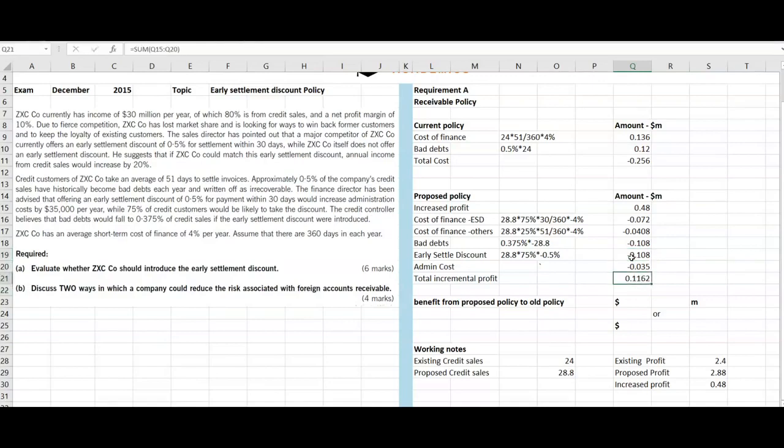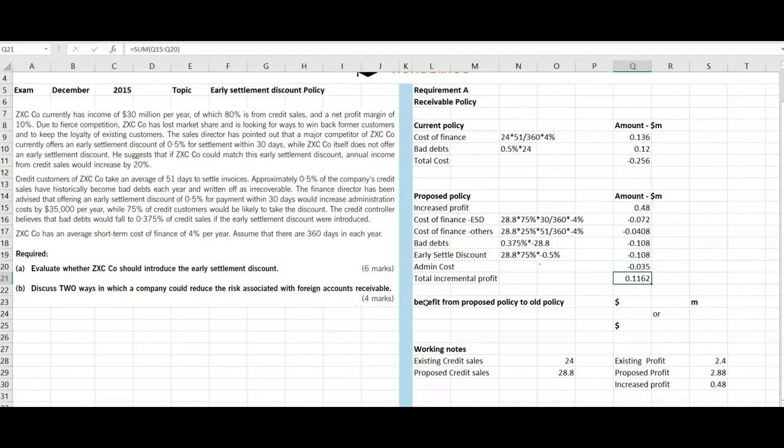So we got our answer. So our incremental profit is going to be 0.116. In the earlier one we only had cost, but in our proposed policy we are getting a profit. So that is actually a very good one.